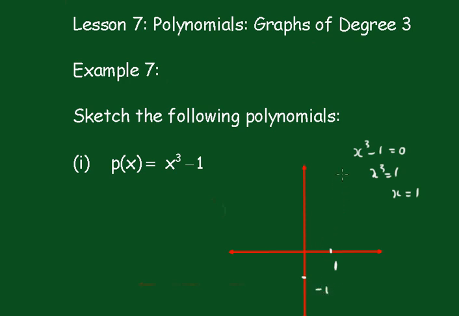And so the cubic curve will come down through here, and we'll have a point of inflection here. It's like the cubic curve's been moved down 1. There we go.